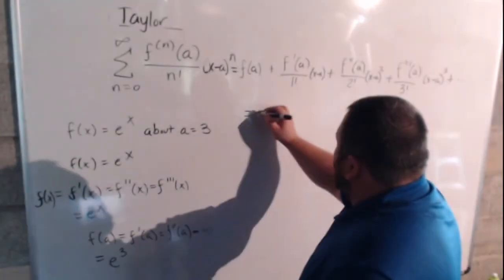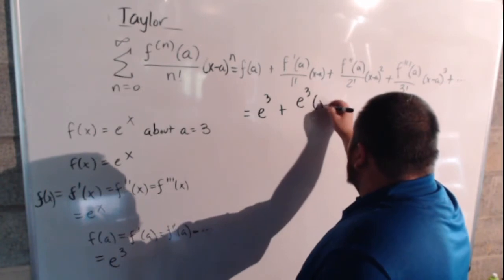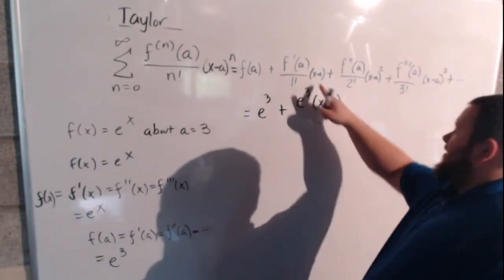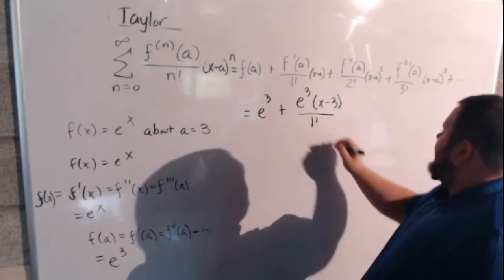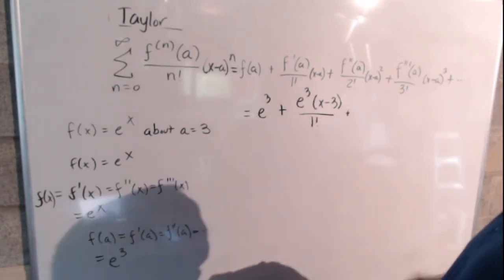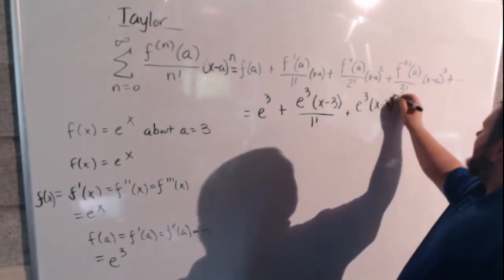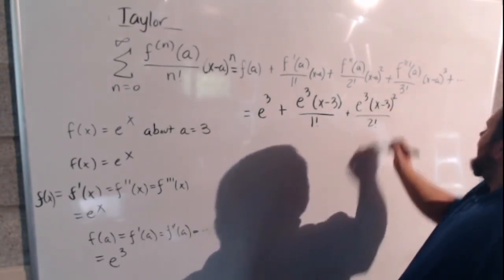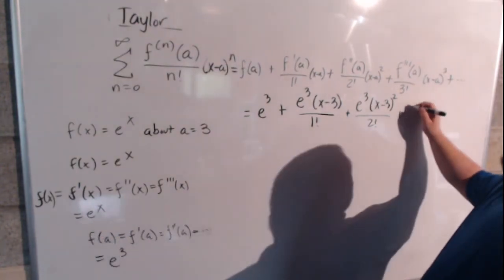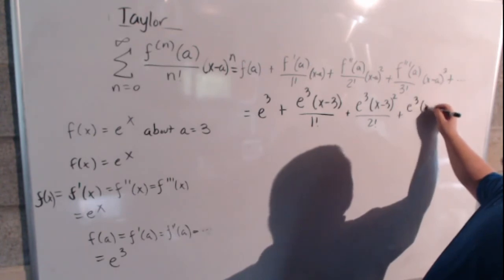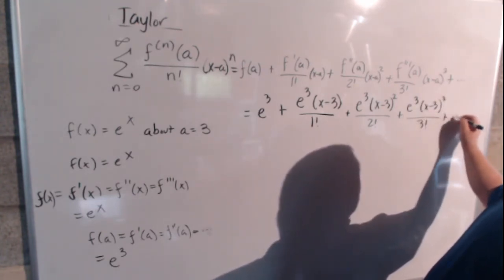So this is e cubed plus e cubed times x minus 3, because it's x minus a, over 1 factorial, plus e cubed times x minus 3 squared over 2 factorial, plus e cubed times x minus 3 cubed over 3 factorial, and so on.